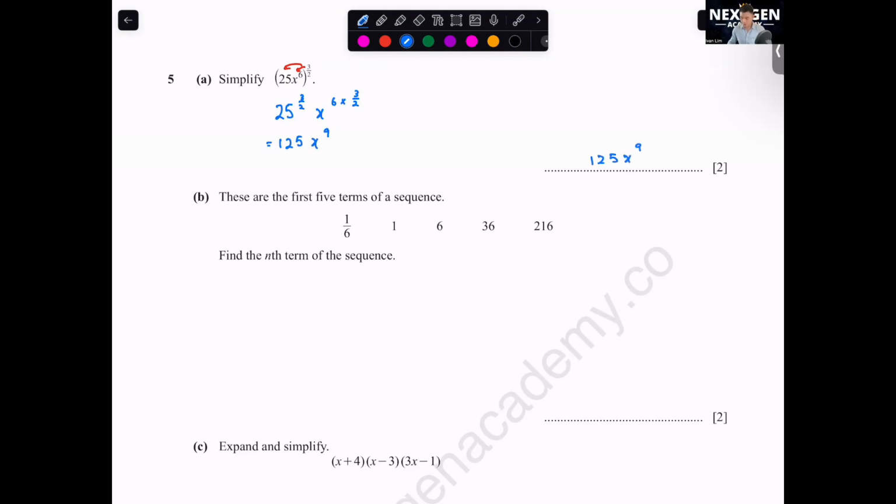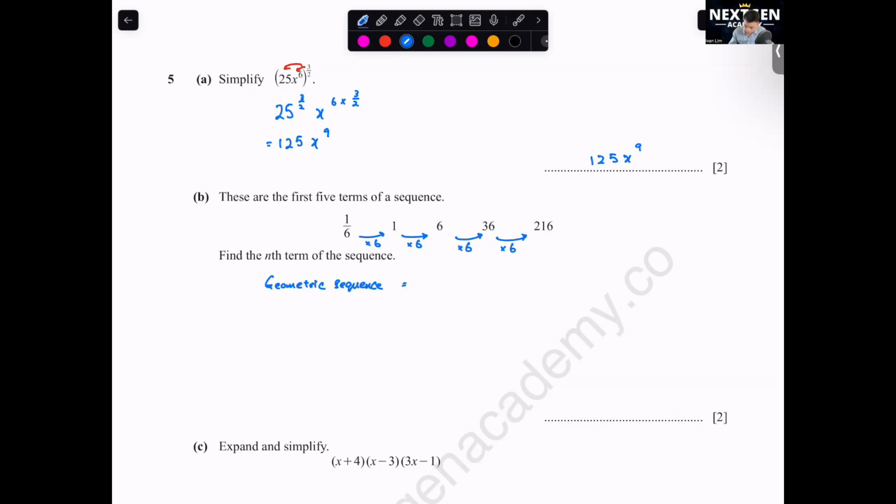Next one, find the nth term of this sequence. So we need to see what is the pattern here first. Okay, this one is times 6, times 6, times 6, times 6. This is called a geometric sequence. Okay, got two ways you can do this. Either you do a try and error, or you use this formula.